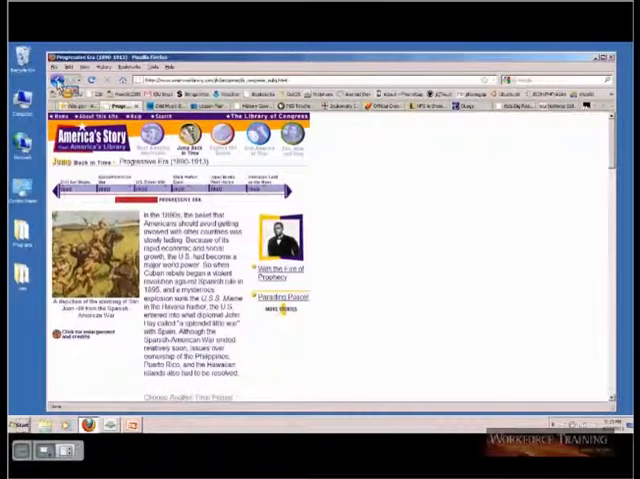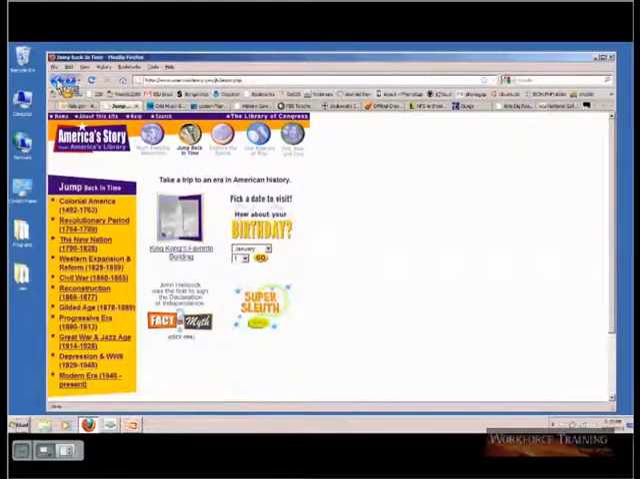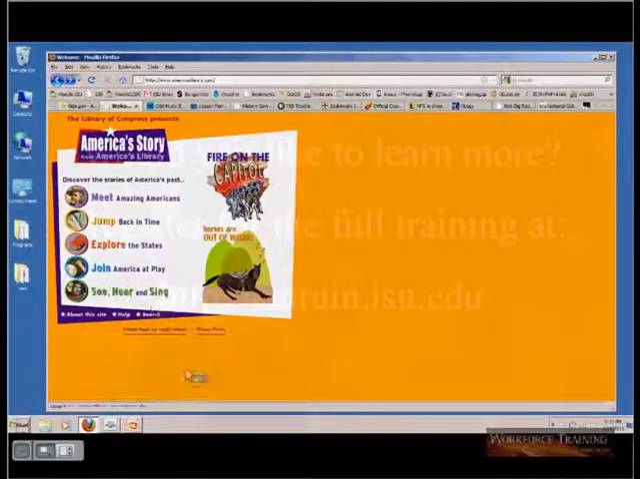So here's the Progressive Era. So this would be an interesting way to introduce 4th and 5th grade students to American history in a way that could hold their attention for a while. It gives them something to click. They can explore, go here, go there, look at the different time periods that may be of interest to them.